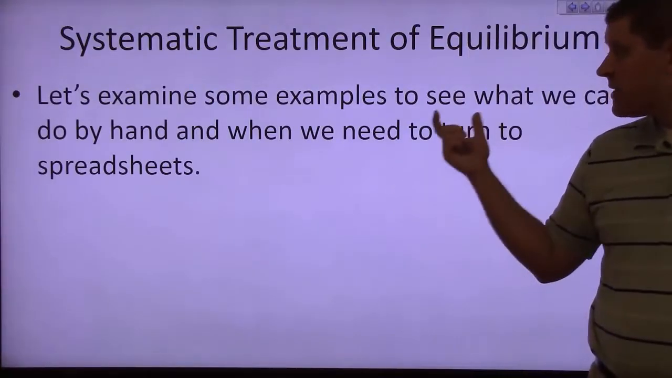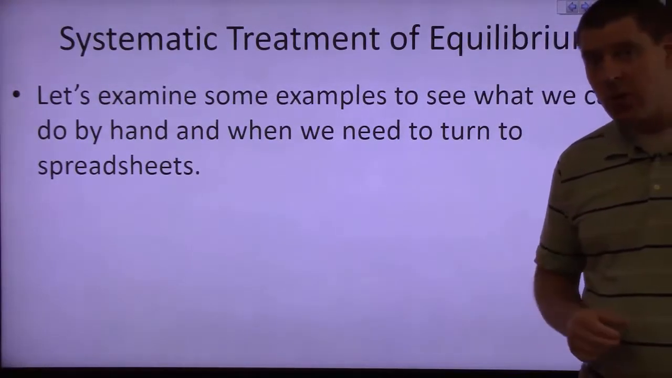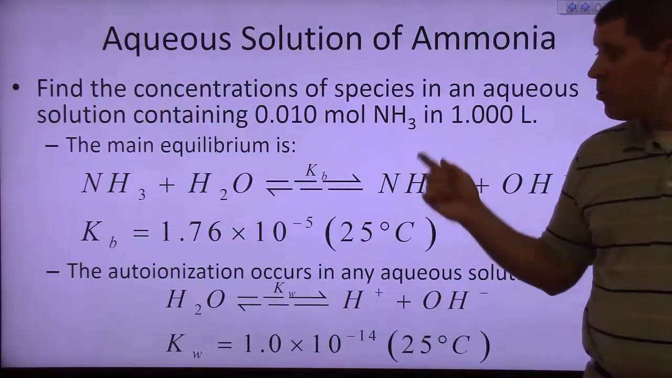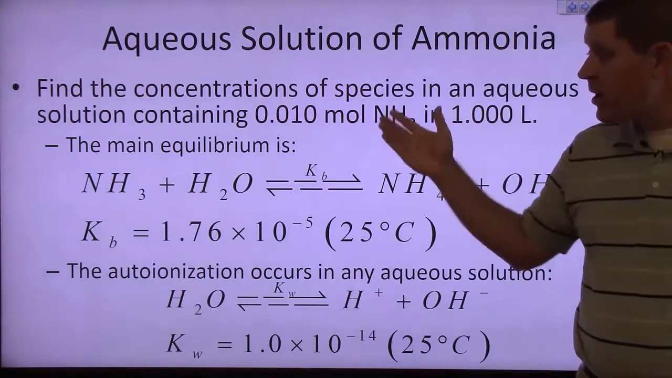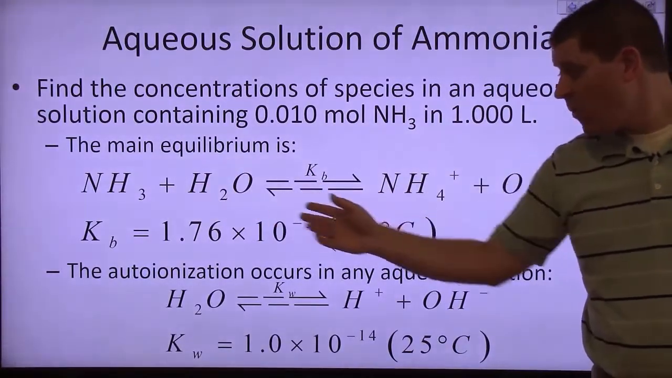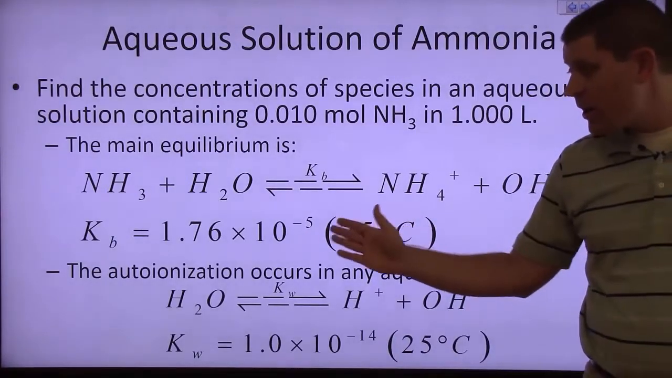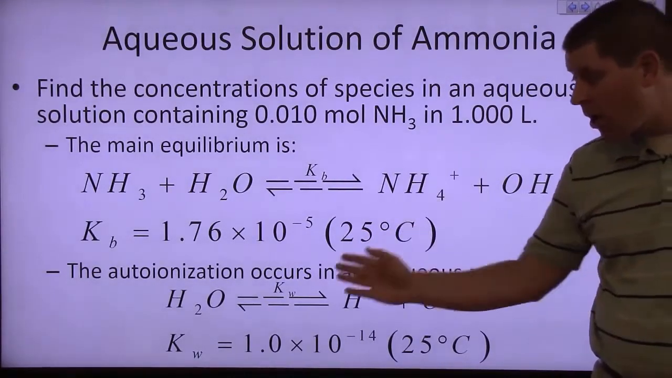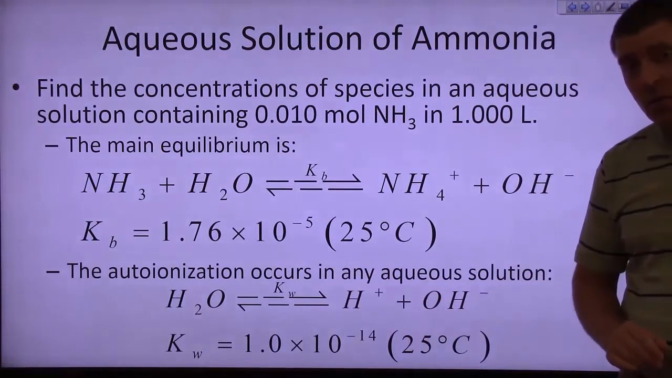So let's examine some examples to see what we can do by hand and when we need to turn to spreadsheets, when we need to use a computer. So for our first example, let's find the concentrations of species in an aqueous solution containing 0.010 moles of ammonia in 1.000 liters of water. Now, the main equilibrium is the base hydrolysis reaction with ammonia stealing a proton from water to give us ammonium ion and hydroxide ion. Now, the Kb here is equal to 1.76 times 10 to the minus 5 at 25 degrees C. But because we have water around, we also have the autoionization of water occurring. And again, we know Kw equals 1.0 times 10 to the minus 14 at 25 degrees C.